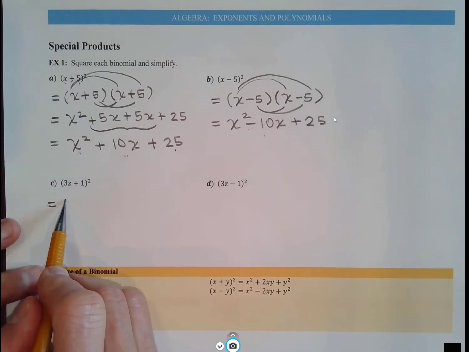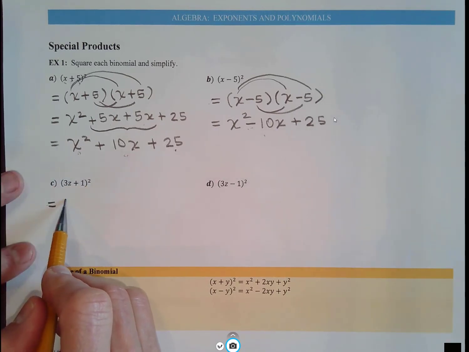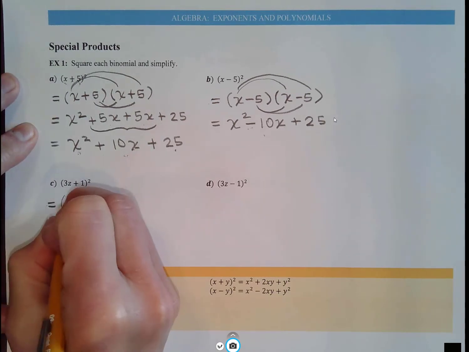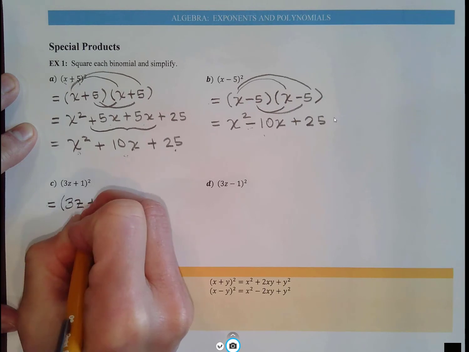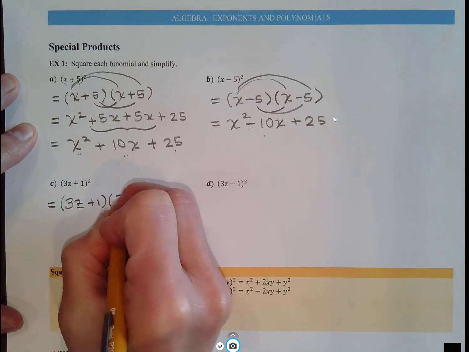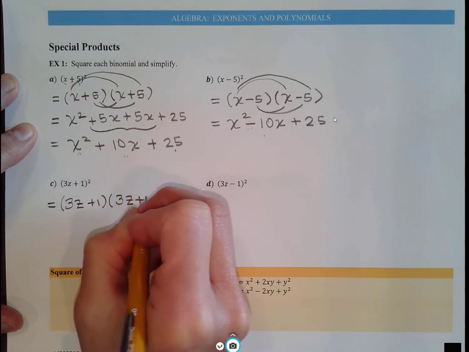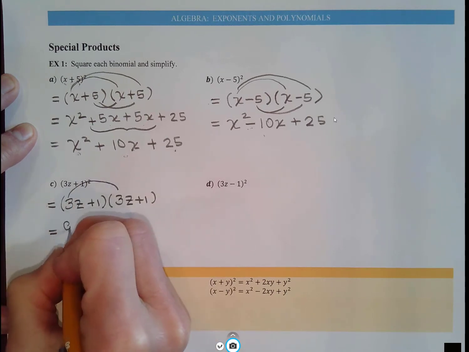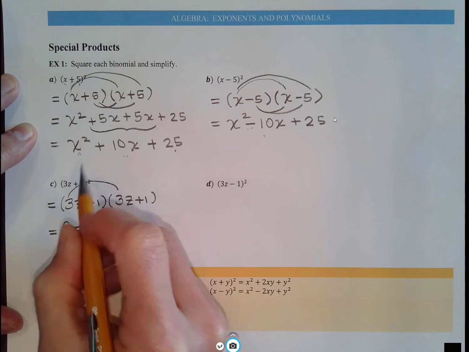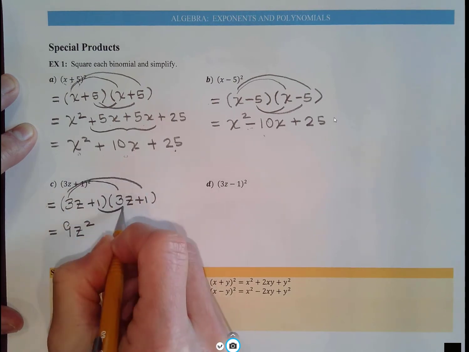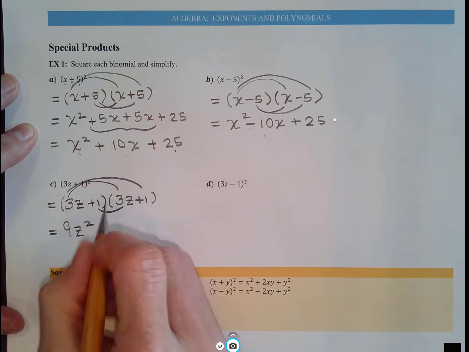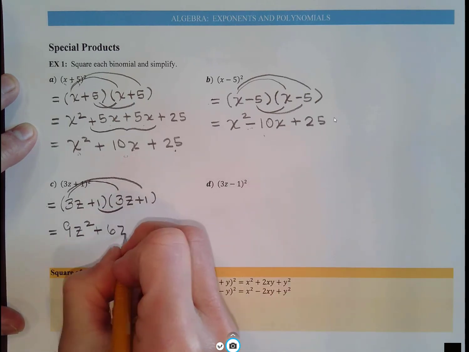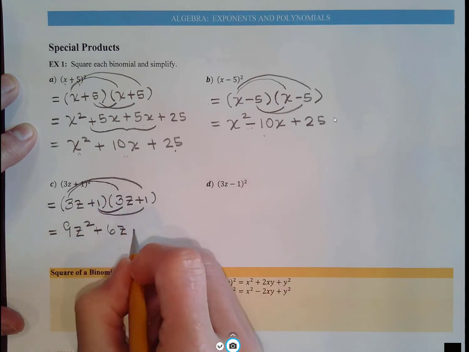Let's continue and look at part C. 3z plus 1 times 3z plus 1, and multiply. 3z times itself is 9z squared. Our outer product and inner product are both plus 3z, and they combine to plus 6z. Our last product is plus 1.